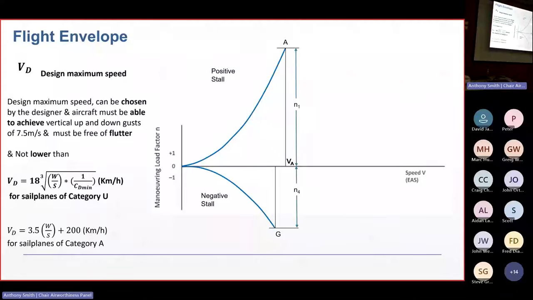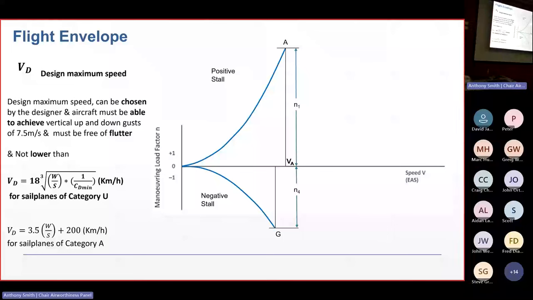In other words, the cleaner your aircraft is, with less drag, the smaller this number becomes and the higher the VD becomes, because you divide by a small number, so your VD is increased. All right, so VD is not guessed. If you make your aircraft with a very high wing loading, you pay for that with the wing loading formula.